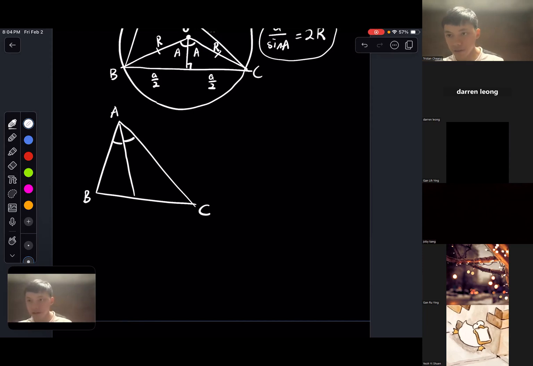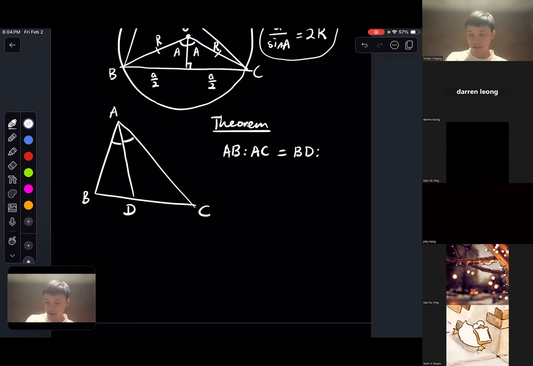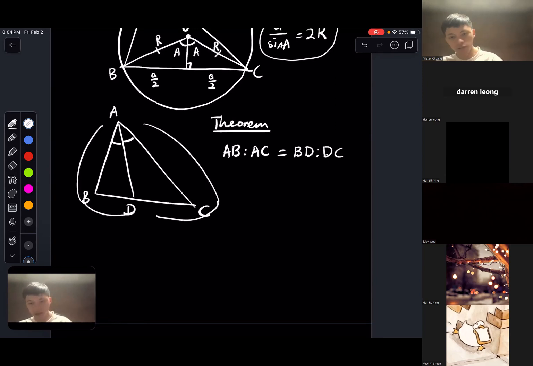So you have a triangle, and we have an angle bisector. The incenter is on the angle bisector, but that's not really important in this case. If this is D, then AB over AC is the same as BD over DC. I'm using regular lengths here; I don't care about the sign. It's kind of like saying that this over this is the same as this over this. So this is the angle bisector theorem.